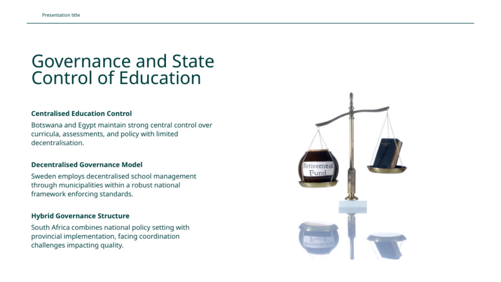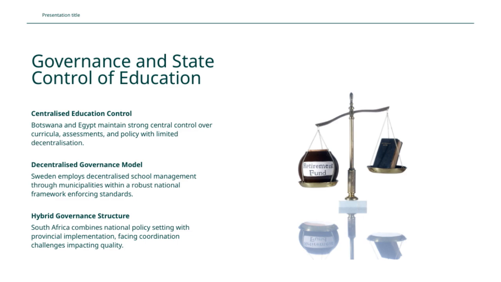In contrast, Sweden employs a decentralized school management model. Here, municipalities play a key role within a solid national framework that enforces standards. This setup allows for local decision-making and adaptation, while still maintaining overall quality and cohesion through national oversight. Then we have South Africa, which uses a hybrid governance structure. The country sets national policies, but the actual implementation occurs at the provincial level.